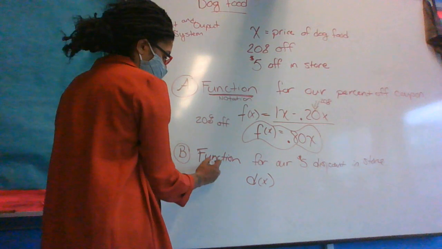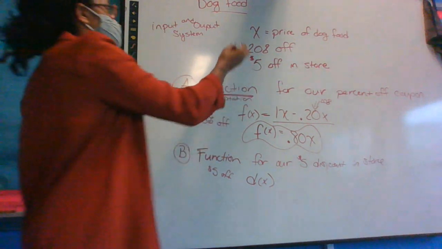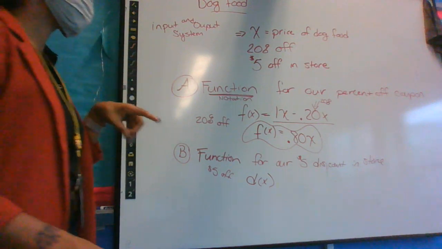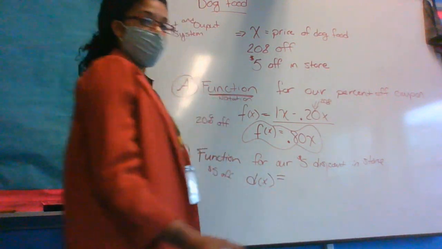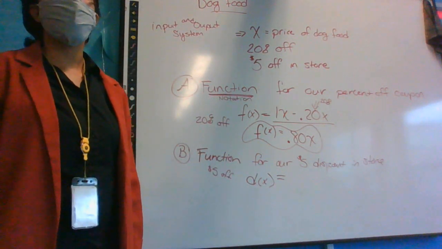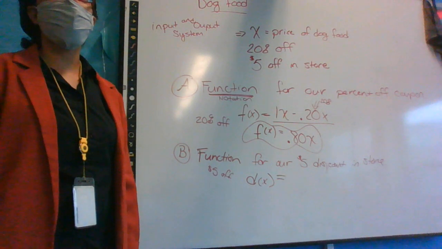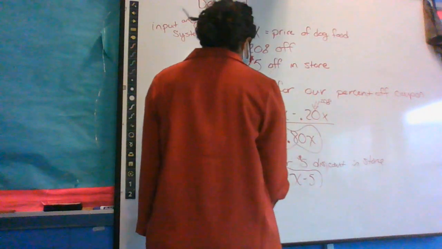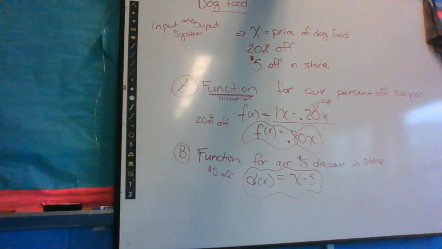D of x is now going to represent my $5 off. X is still my variable because it's still the price of dog food. That doesn't change. We're still talking about dog food. What is changing is the type of function. So this one's f and this one's d. What does it look like to show $5 off? X minus 5. I got some errors in the past where they just put minus 5. Minus 5 from what? It has to be x minus 5.